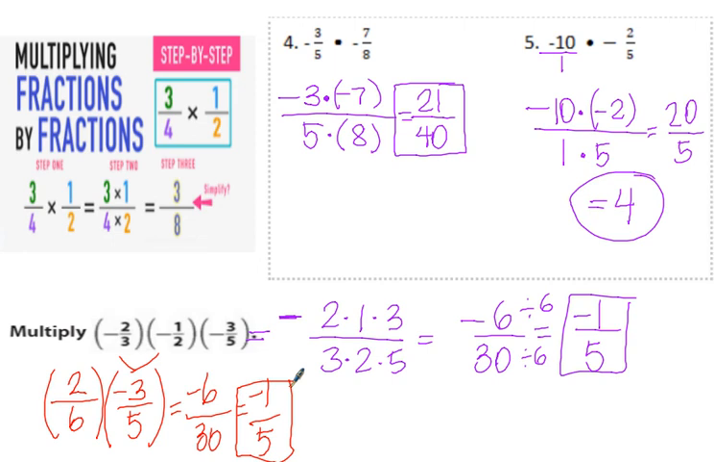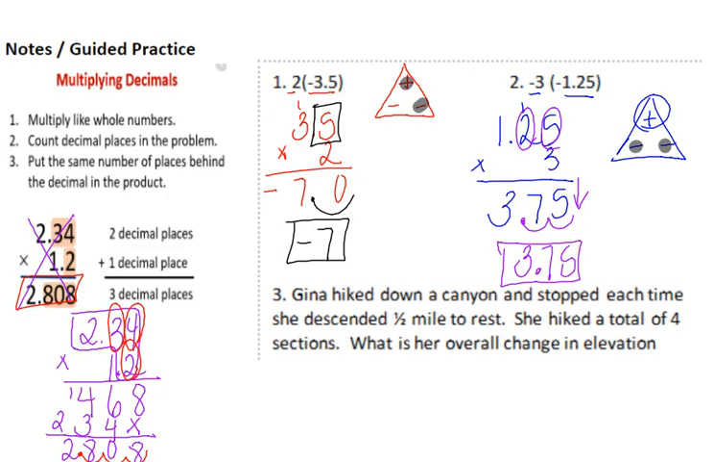So now that you guys have looked at multiplication of fractions with Mrs. Cervantes, we can look at the word problem. Gina hiked down a canyon and stopped each time she descended 1/4 mile. So I'm going to write that as a -1/2, right? When we go down, it's going to be a negative. She hiked a total of 4 sections. So ultimately, we're going to multiply that 4 times 1/2. But remember, I just wrote it as a whole number, and we write 4 as a whole number as 4 over 1.